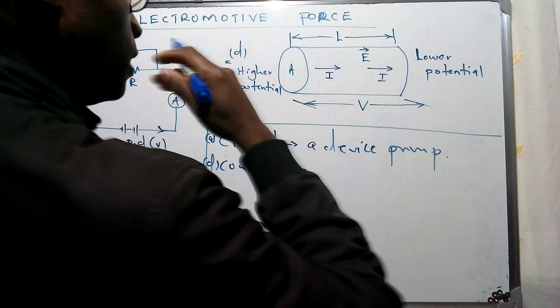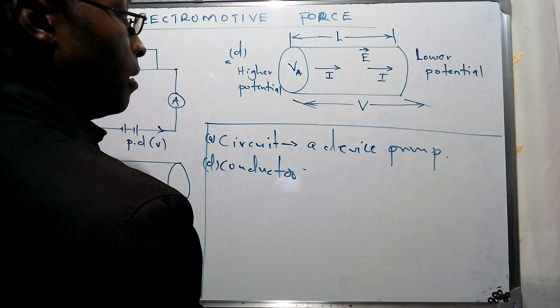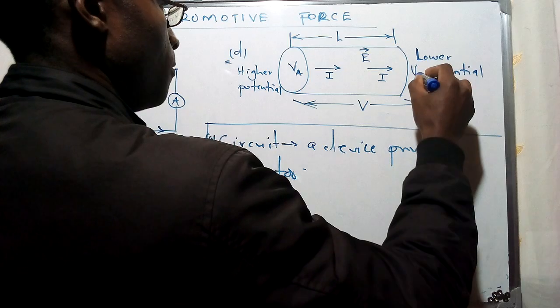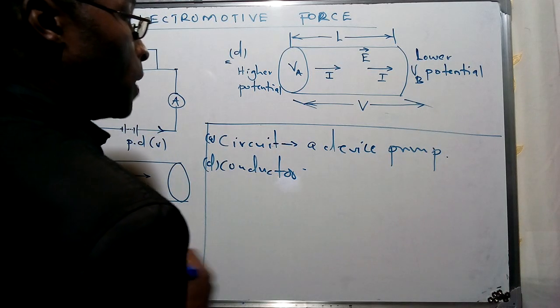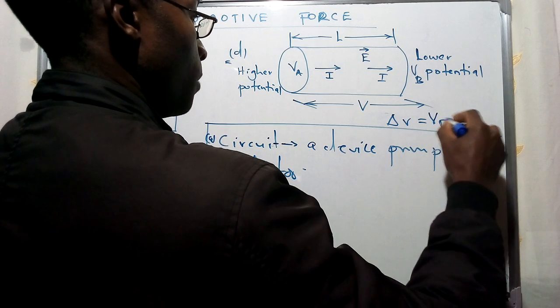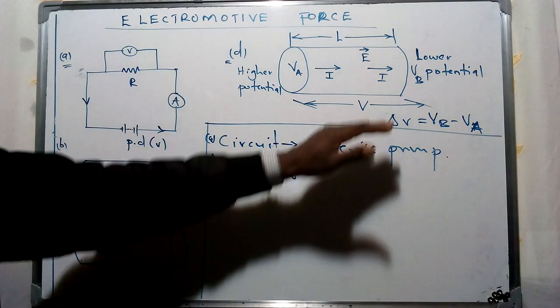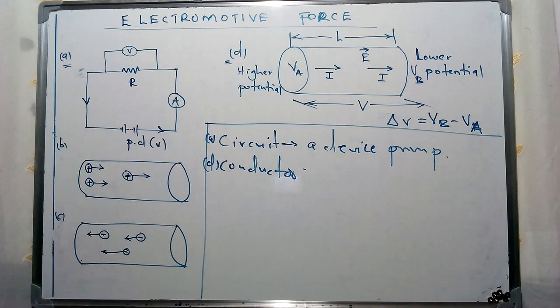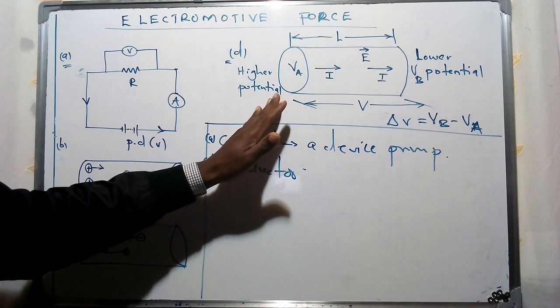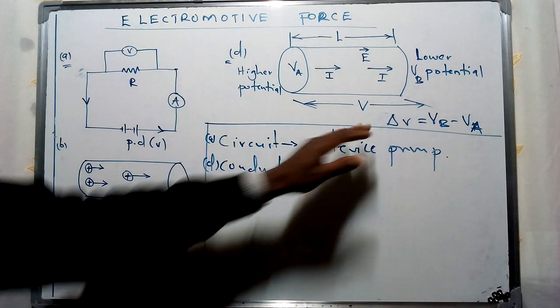Suppose I use VA as the potential at this specific point, and VB as the potential at the other point. The difference between VA and VB gives us delta V, which is what we refer to as the potential difference. The flow of charge is realized from this higher potential to the low potential, and that constitutes the potential difference, which I've given as delta V.